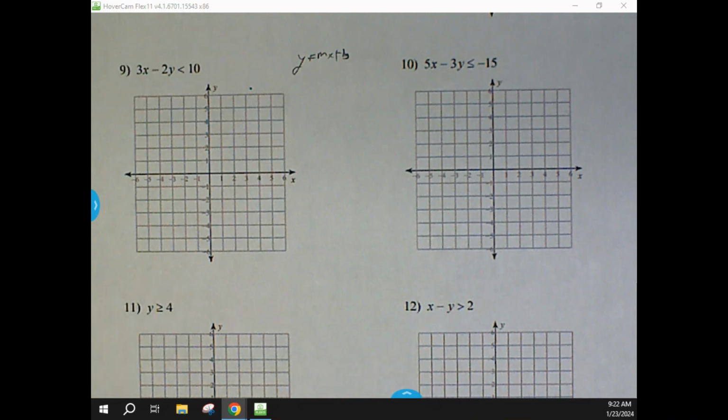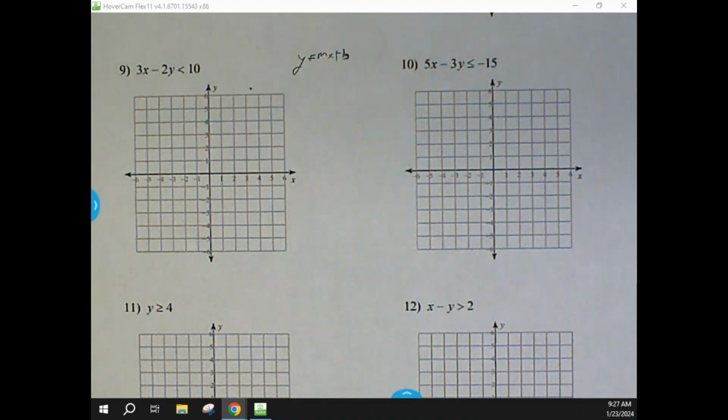And then once we've got everybody checked and we're all good on the inequality part of it, then we'll go back and graph them. So take a couple of minutes and solve 9, 10, and 12 for y and tell me what that inequality is going to be, and then we'll actually graph these.